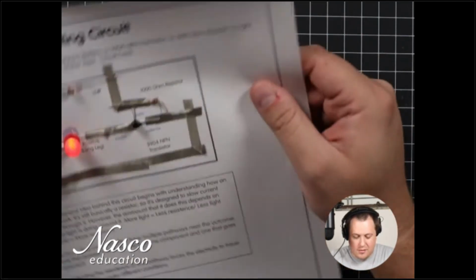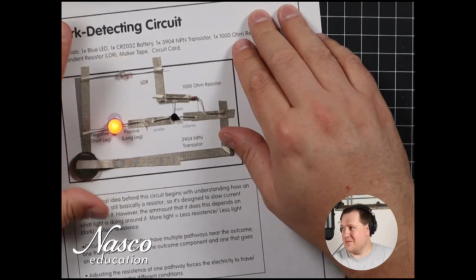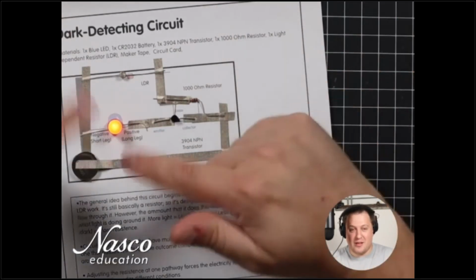Just double check here. Yeah, oh. No. No, so good stuff. All right, people coming to our door. So that's a dark detecting circuit.